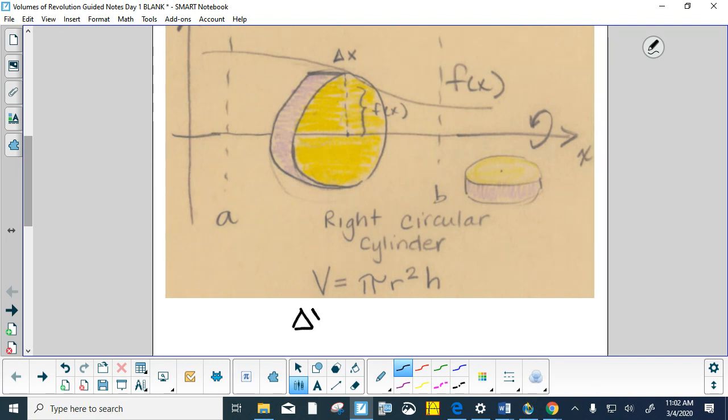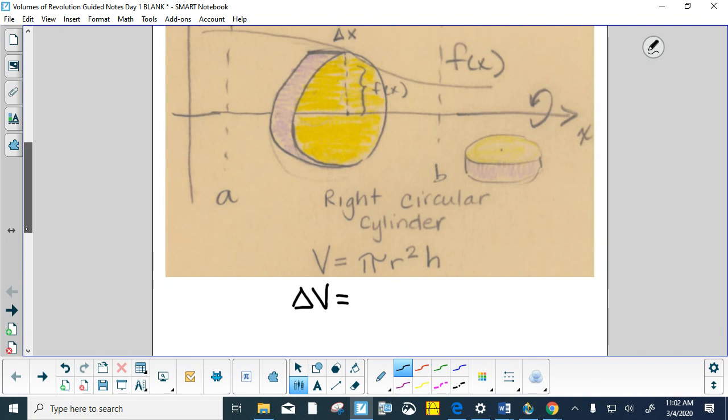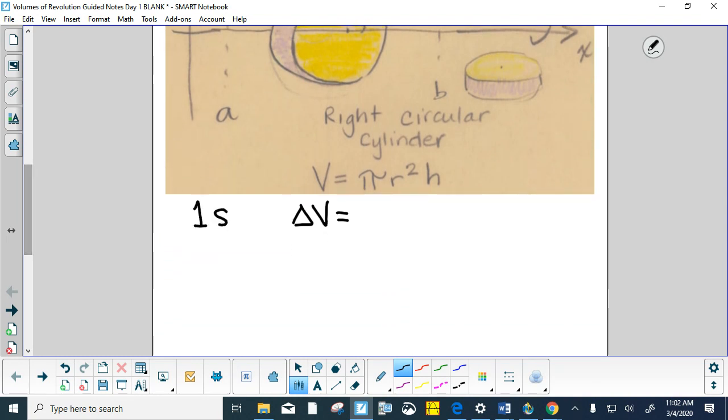So one slice would be the change, we're going to have a change in volume. One slice, we're going to do is delta v is equal to pi times, well, what did we say r was? It's okay to speak, right? Even though we're recording. F of x. So this would be f of x quantity squared, and we said that h was delta x. And that's just one slice of volume, one disc. But we aren't on a mission to find the volume of one disc. We're on a mission to find all of them.